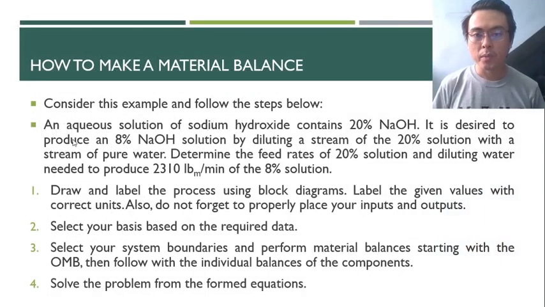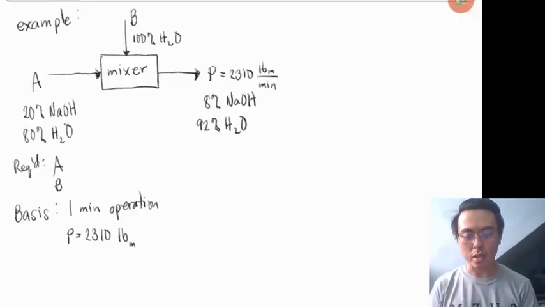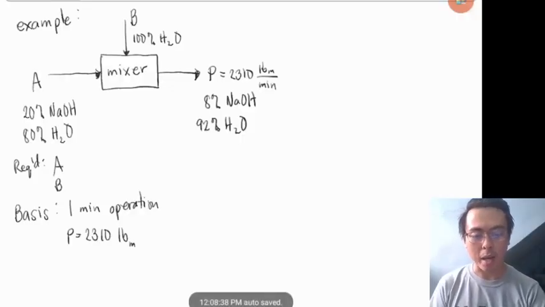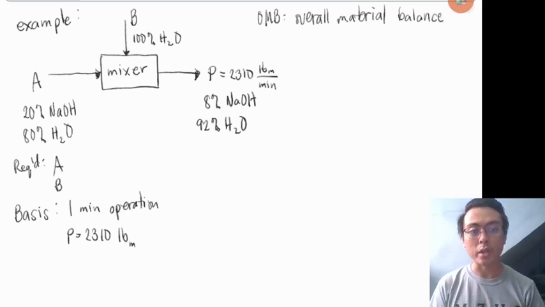Next step here, number three: select your system boundaries and perform material balances, starting with the OMB, then follow with the individual balances of the components. Okay, now what is the OMB? The OMB stands for overall material balance. The overall material balance is simply your inputs equal to outputs, and we will do that later. But first, let's select our system boundary.